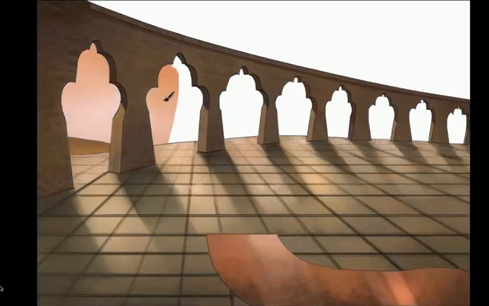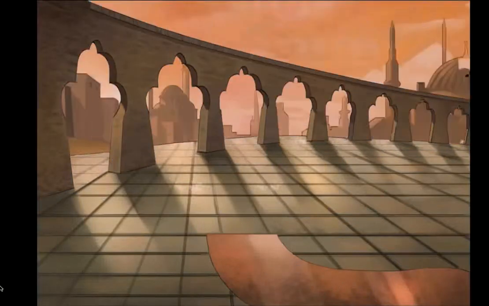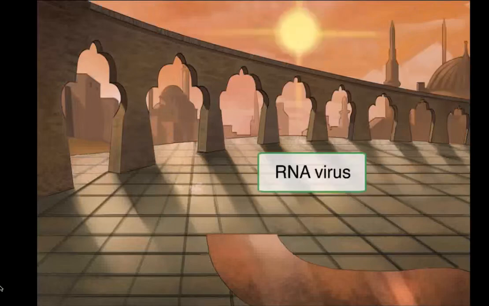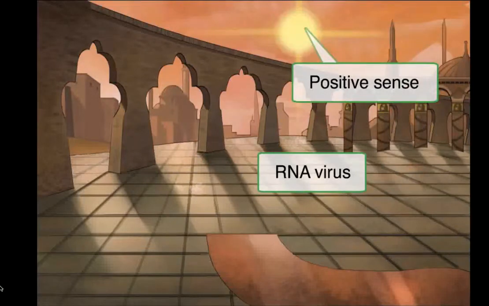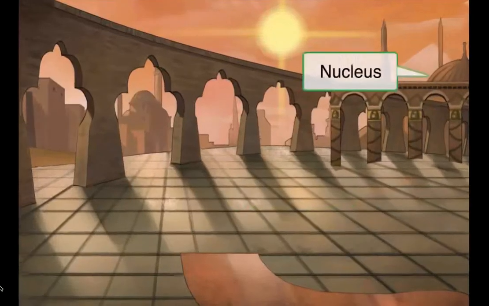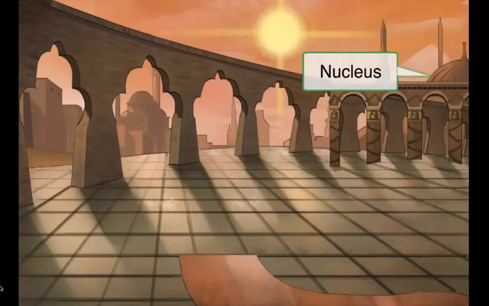So as we're drawing the scene, first take note of the orange and warm colors that tells us right away that this is an RNA virus. And the sunny scene, of course, is that it's specifically a positive sense RNA virus. And remember that all RNA positive viruses replicate in the cytoplasm. So if you look in the background, you can see a big nucleus-shaped dome, and you see that our scene is taking place outside of the nucleus.